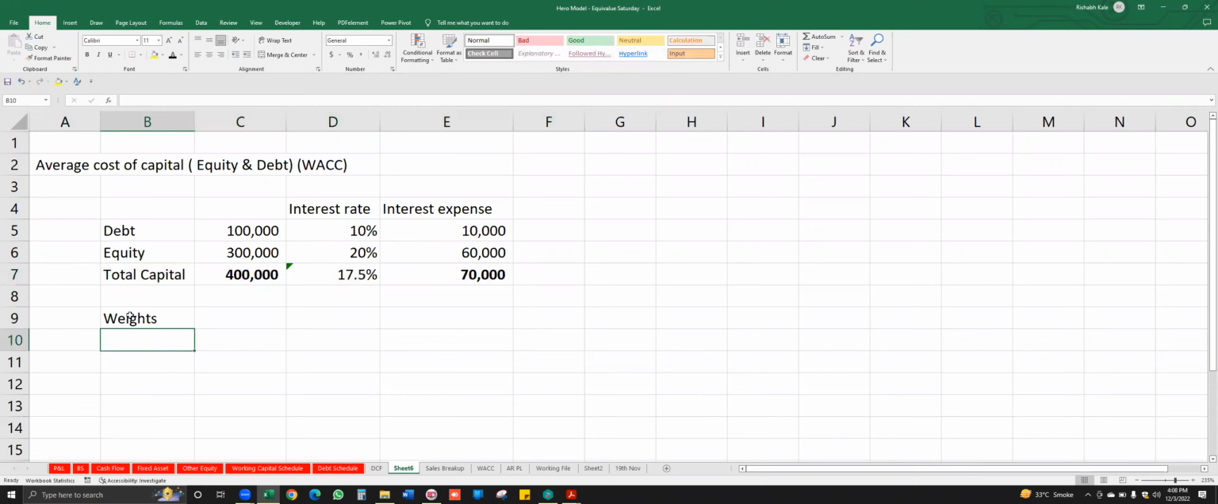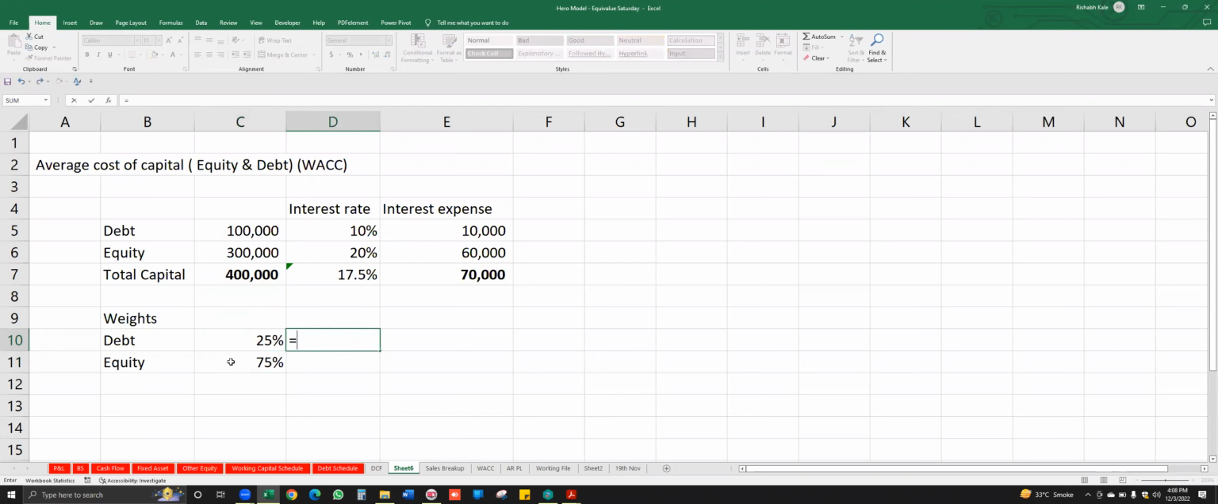If I ask you, out of the total capital, how much percentage is debt? How do you find? Out of this total capital, how much percentage is debt? 100,000 divided by 400,000. Debt to total capital is 25%. So obviously debt is 25%. So your equity will be how much? 75%. So again you can do 3 lakh by 4 lakh.